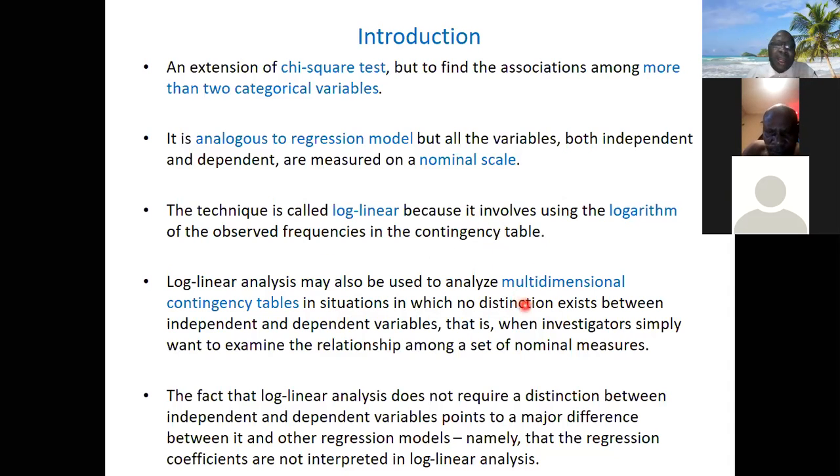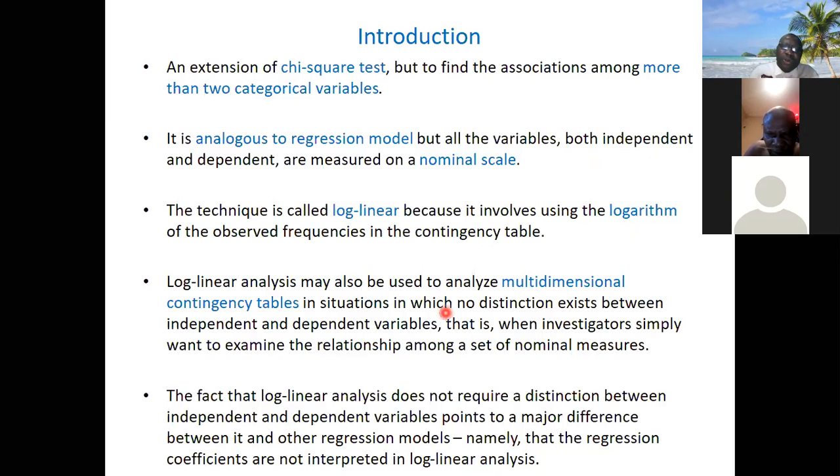So it is analogous to regression model, but all the variables, both independent and dependent, are measured on nominal scale. Have we seen that? On nominal scale, not even ordinal. They are categorical and nominal, all the variables involved. The technique is called log linear because it involves using the logarithm of the observed frequency in the contingency table.